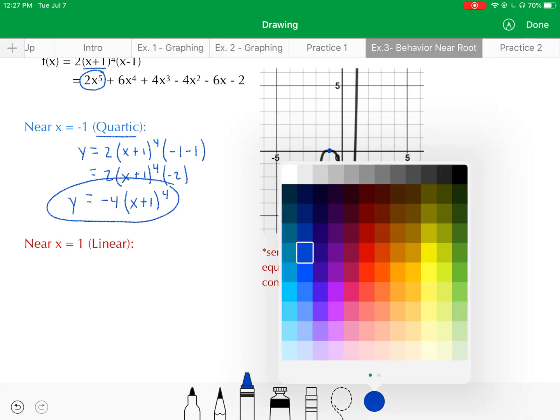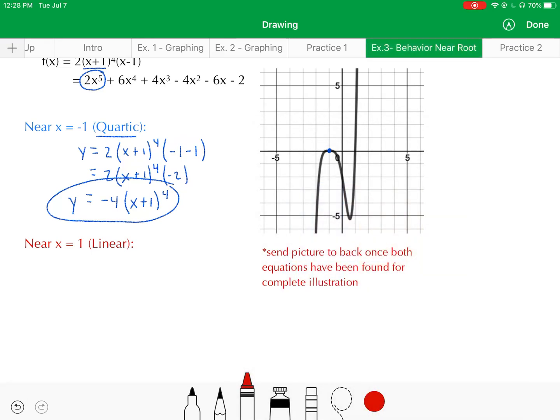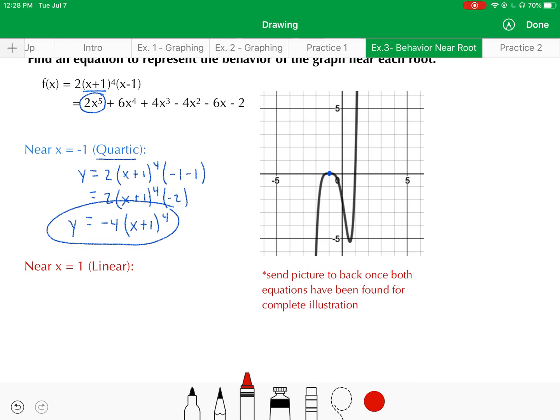Now, what about at x equals +1, okay? X equals +1 came from this factor, and the multiplicity of that should be 1, which means we're behaving linearly, right? If you look at the graph right here, we're behaving kind of like a line. Well, let's come up with an equation to be a little bit more accurate, all right? So to find that, I'm going to plug 1 into the other factor that it did not come from. And I'm going to leave x minus 1 alone.